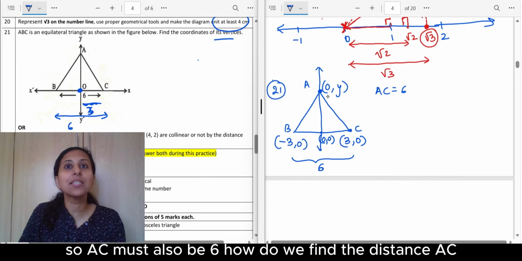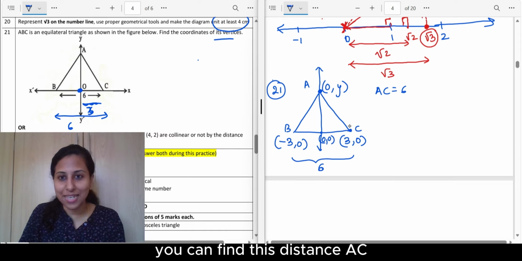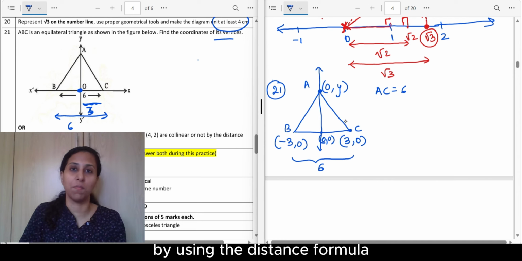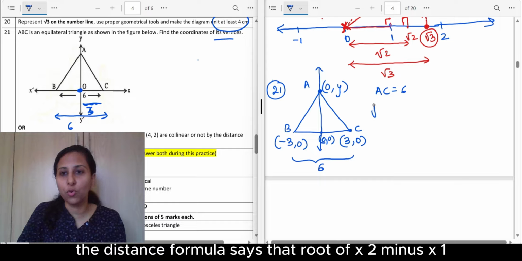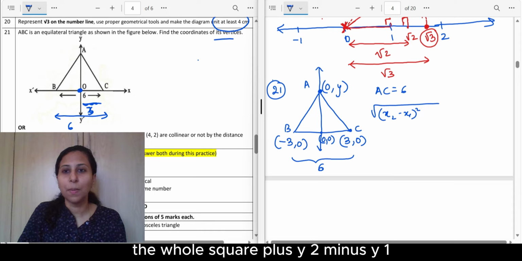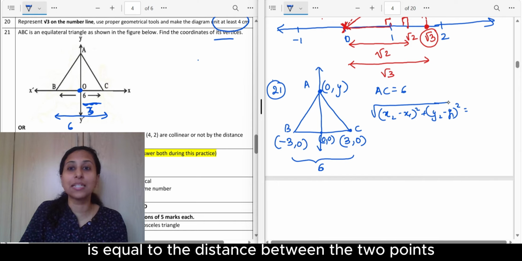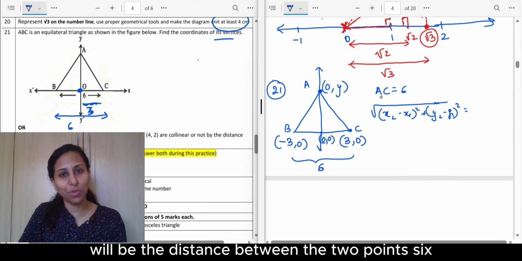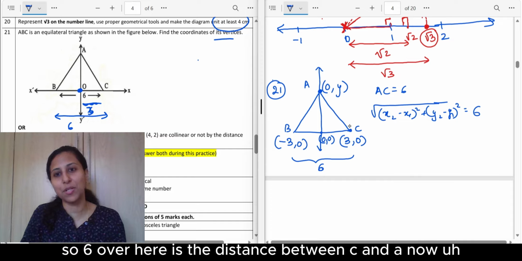How do we find the distance AC? We use the distance formula. You can find this distance AC by using the distance formula. What does the distance formula say? The distance formula says that root of x2 minus x1 the whole square plus y2 minus y1 the whole square is equal to the distance between the 2 points. This length of side will be the distance between the 2 points, 6. So 6 over here is the distance between C and A.